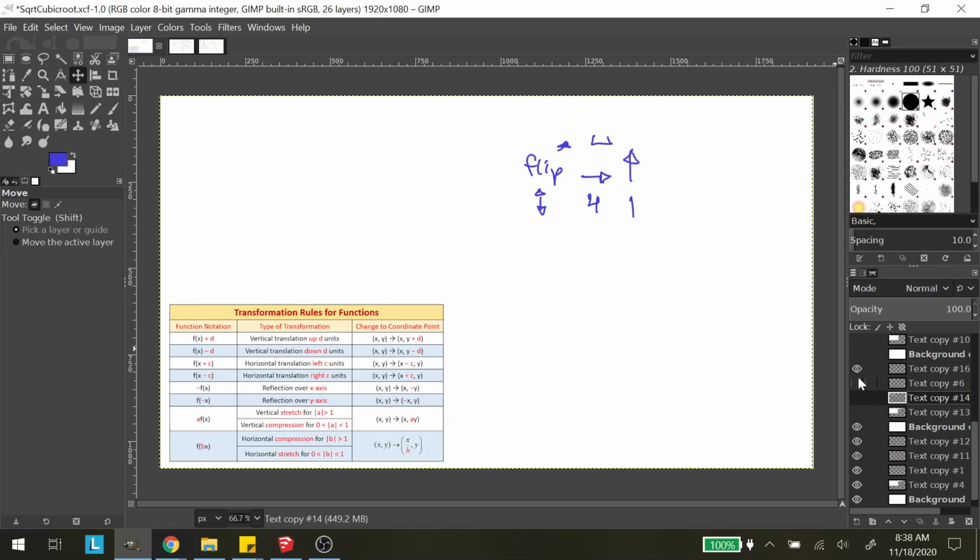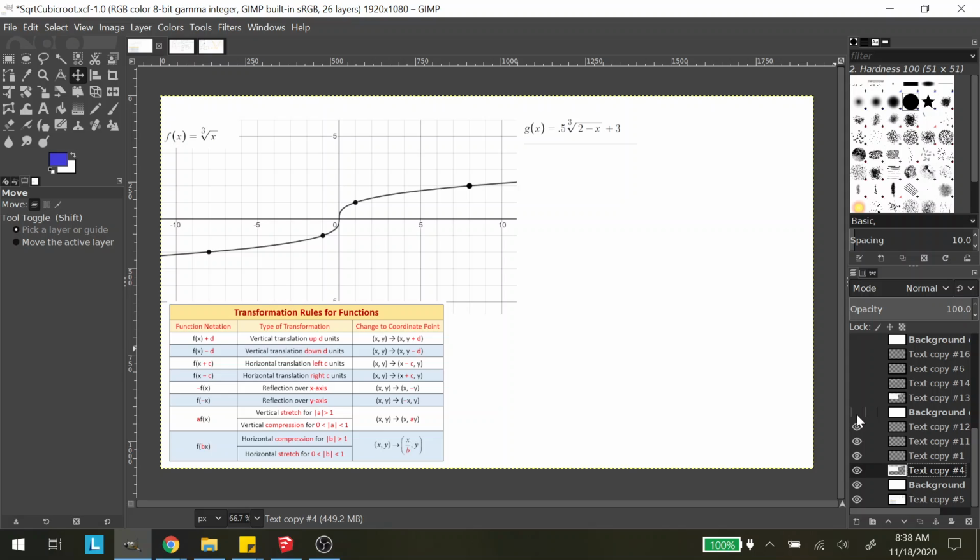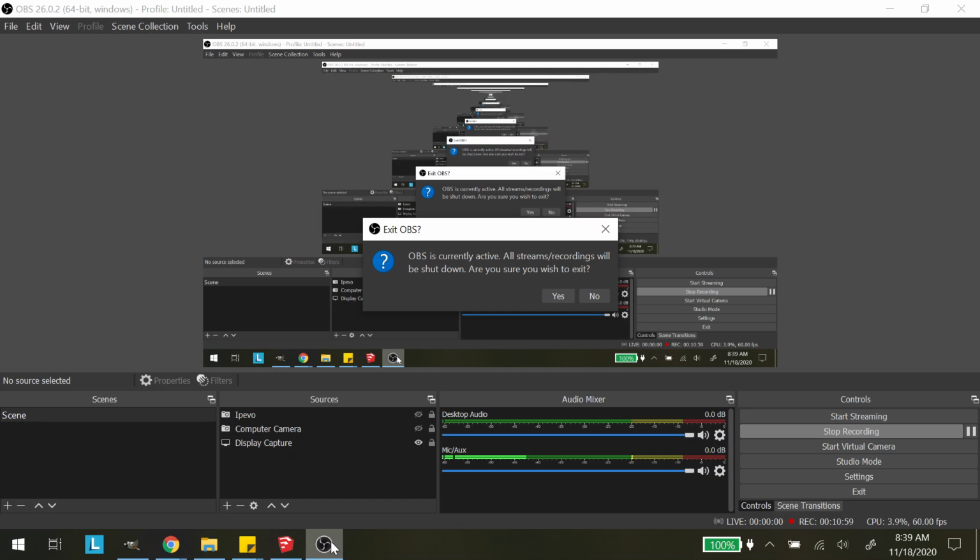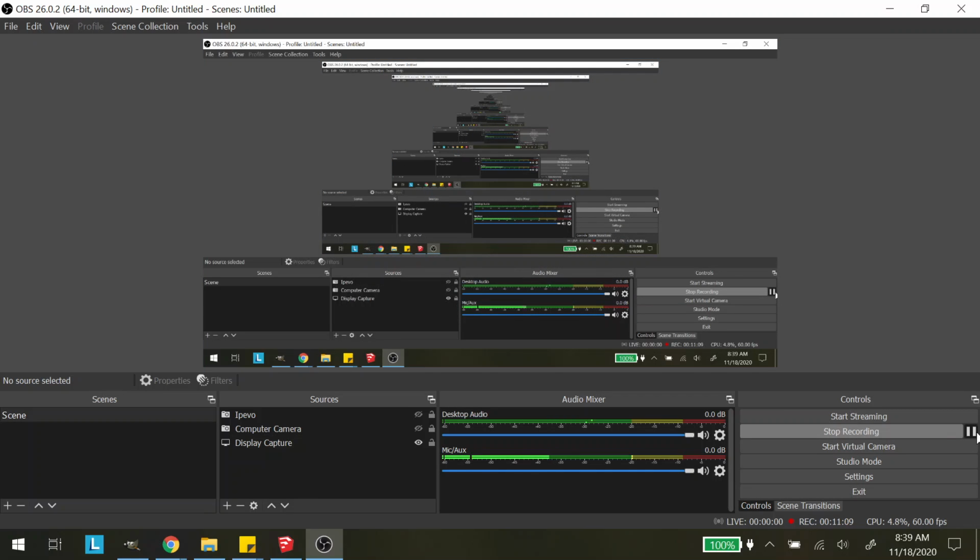Now, if you're anything like me, more examples is better. So this is our last example. Let's take a look at this. Now, this is different because it has the fraction in there. So let me show you how to do this. Let me pause. I don't want to exit, I want to pause.